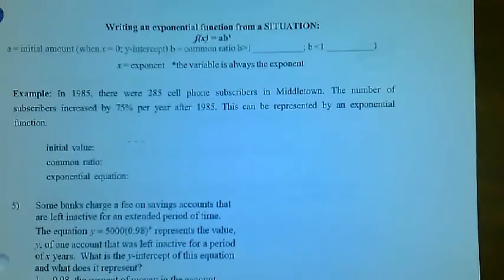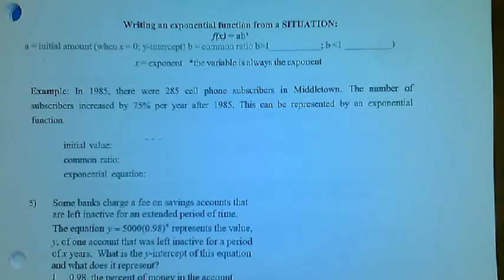All right, so now with a situation, so this one is a little bit trickier. Okay, so if we have a situation, we're going to do kind of similar. But we kind of have to pull out our important information usually. Okay, so just to remind you, if b is greater than 1, that's going to be growth. If b is less than 1, it's going to be decay.